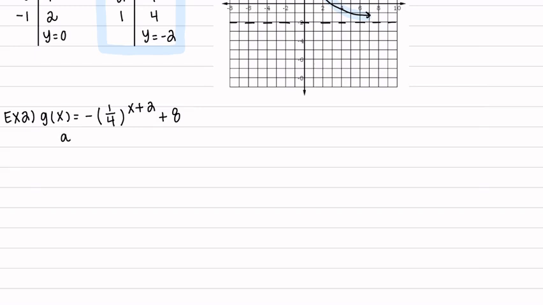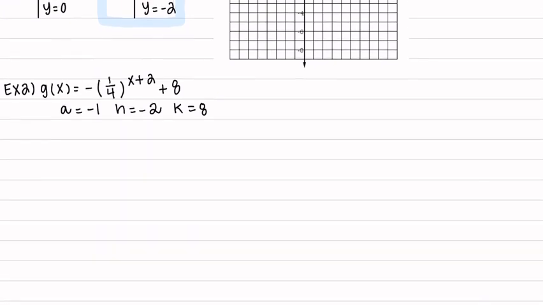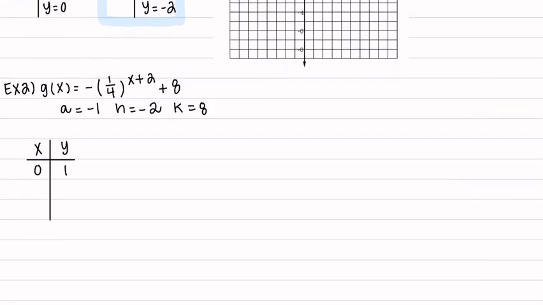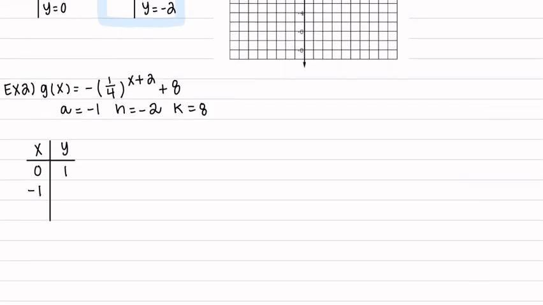In this equation, I have an a value of -1, a b value of 1/4, an h value equal to -2, and a k value equal to 8. Make my parent function table. I know it's decay because my base is between 0 and 1, making my values 0, 1, -1, and then the reciprocal of b, so 4, y equals 0.